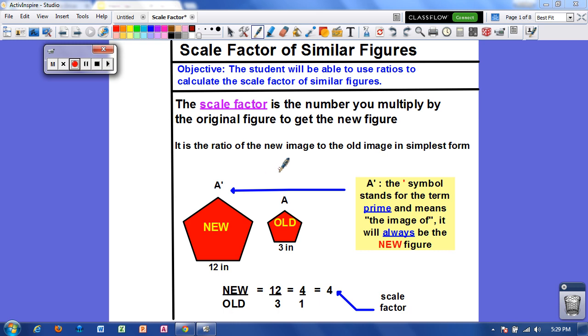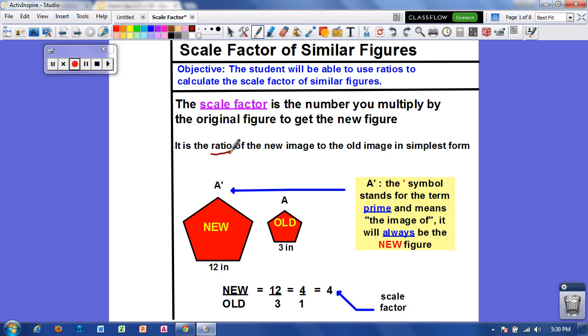Now, scale factor: we are taking the original figure, multiplying it by that scale factor to get to the new one. So in this situation, we are going from 3 to 12. So 3 times some number equals 12. Well, obviously we know that 3 times 4 equals 12, but it may not always be that simple. So we have to set up a ratio.